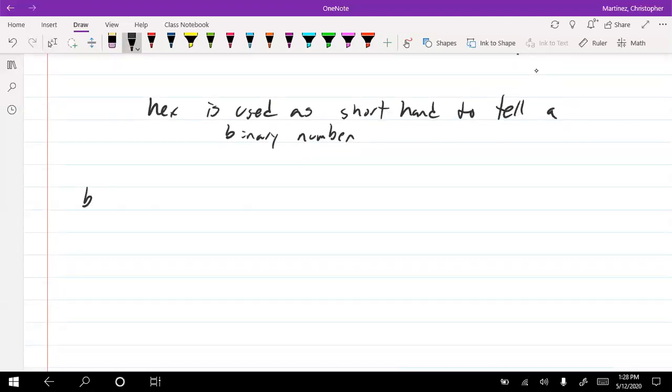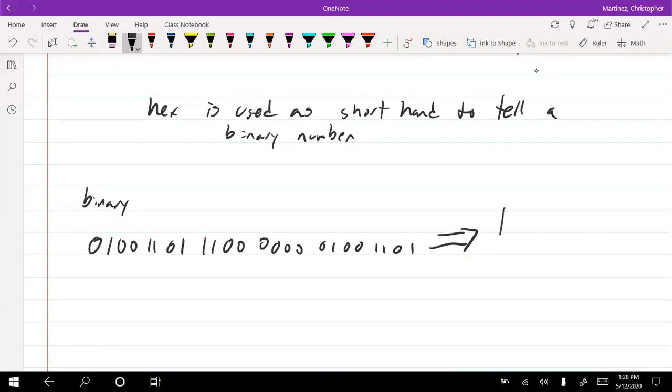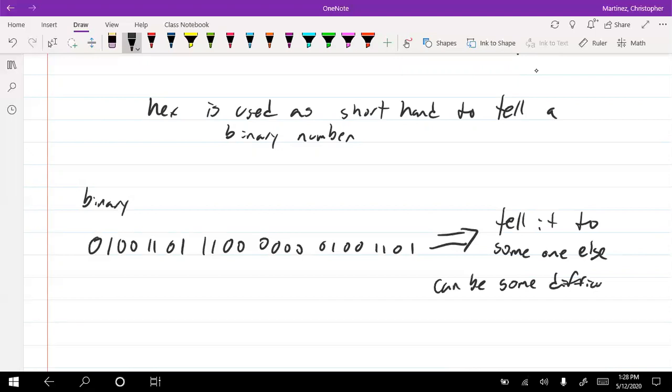So let's say we had a binary number and we had a very long binary number. Let's say it's 1 0 0 0 1 1 0 1 1 1 0 0 0 0 0 0 0 1 0 0 1 1 0 1. And you have this binary number and you want to tell it to someone else. And you can see that there can be some difficulty in repeating it.